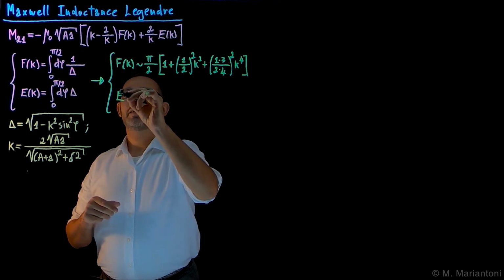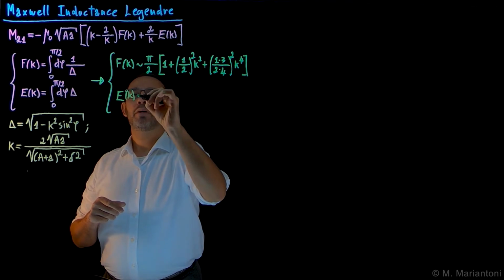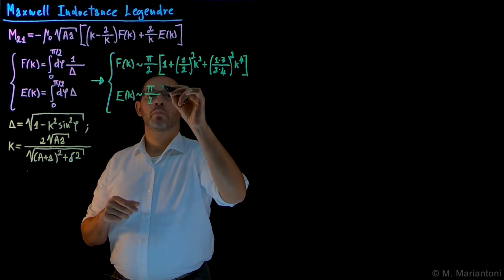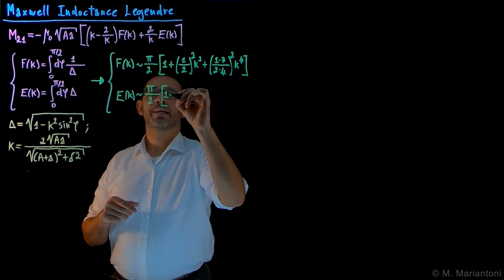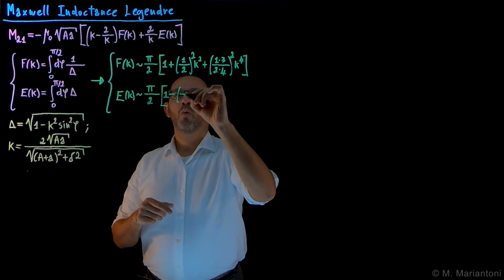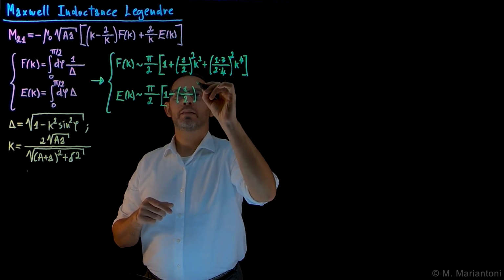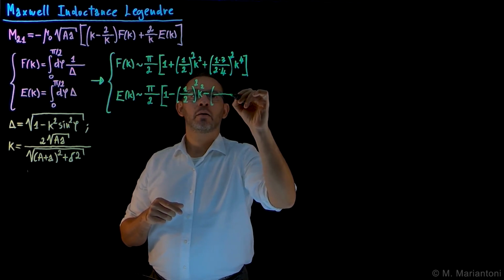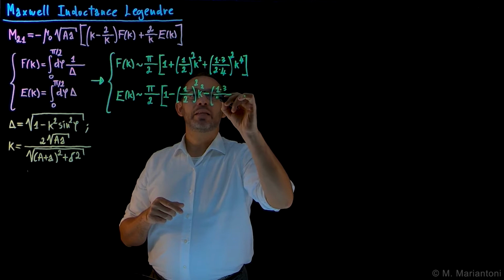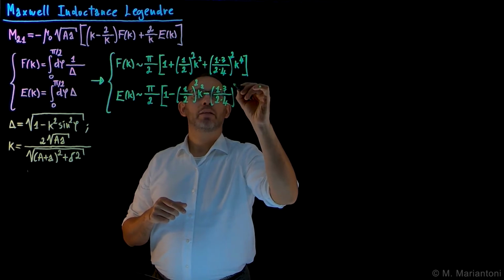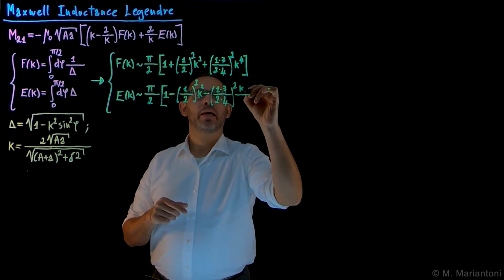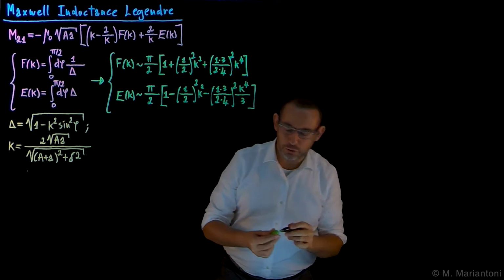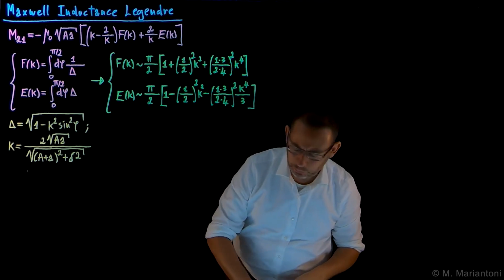Similarly, you will find that E of k can be approximated to the first few terms as pi half, 1, in this case minus 1/2 quantity square, k square, minus again 1 times 3 divided by 2 times 4 quantity square times k to the power of 4 divided by 3. This is the standard series expansion you find on Wolfram Alpha.